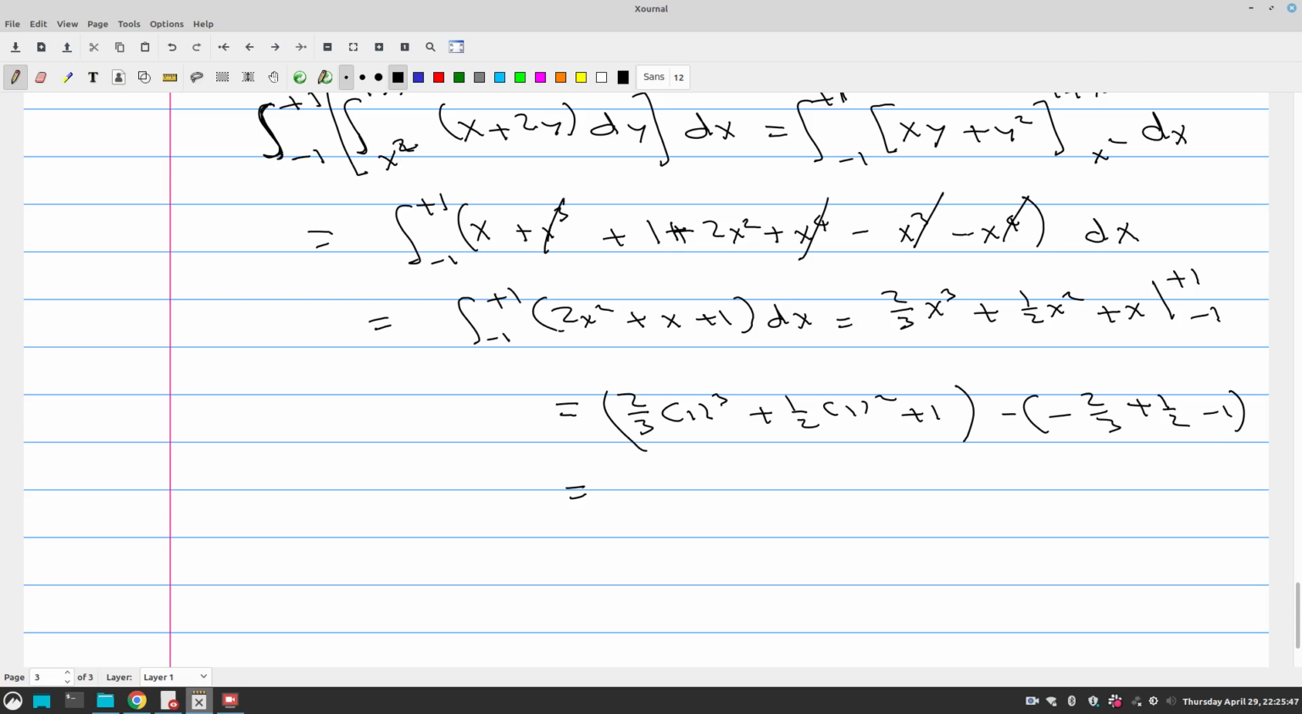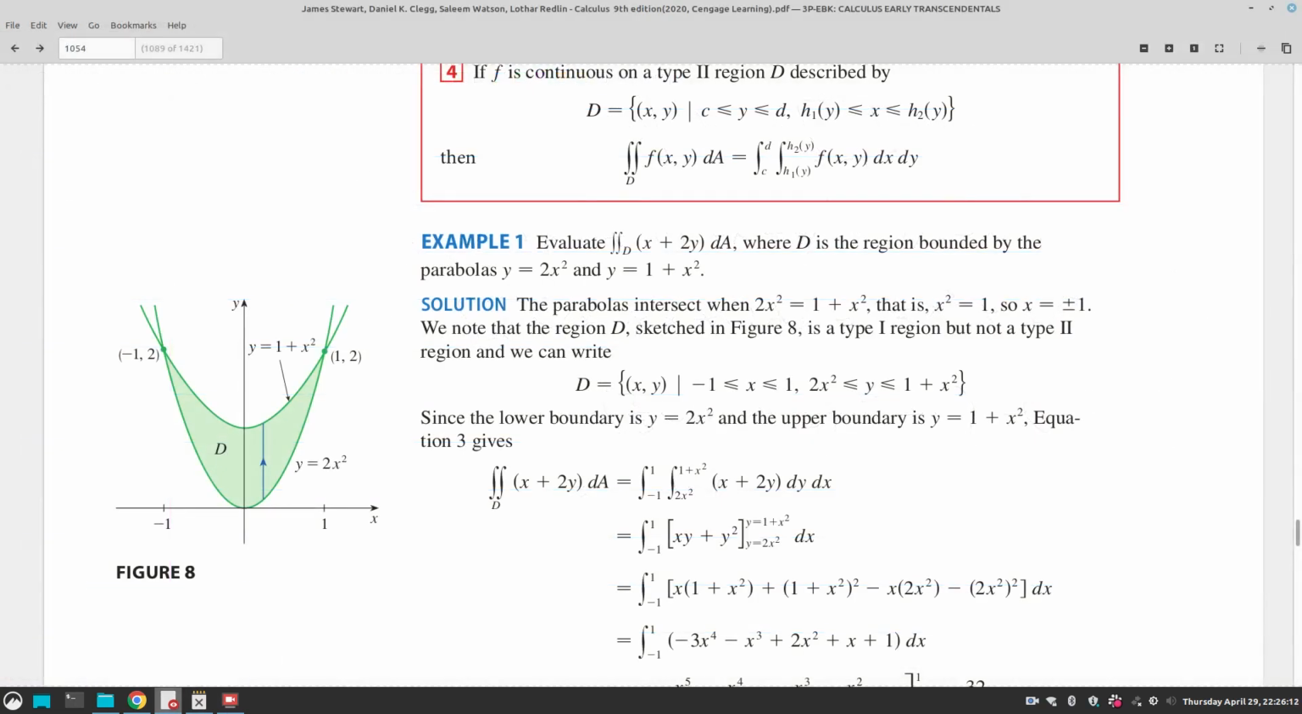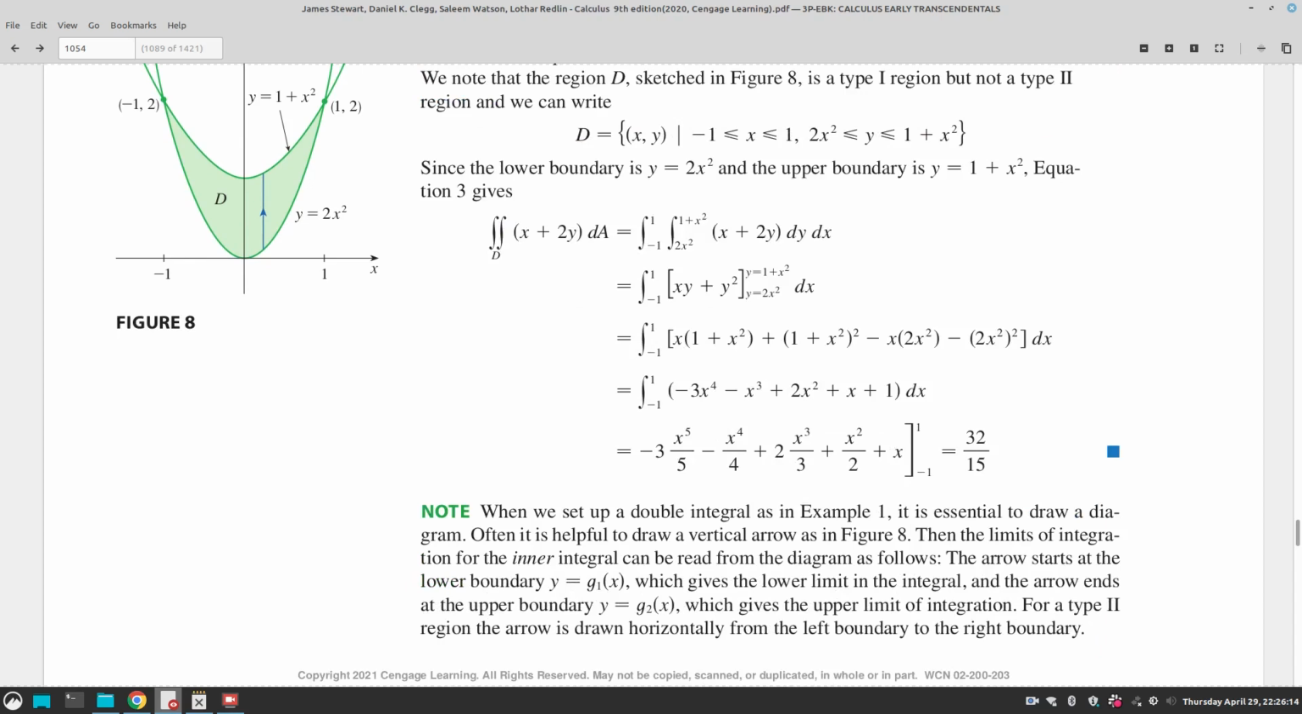So in that case you end up with 4 over 3 plus 2, 10 over 3. Alright, so actually we must have made a mistake somewhere here.